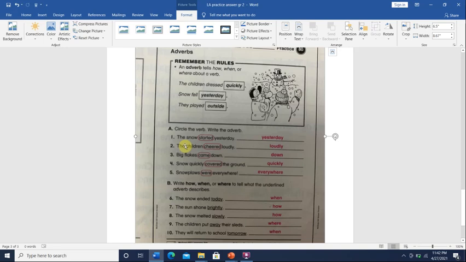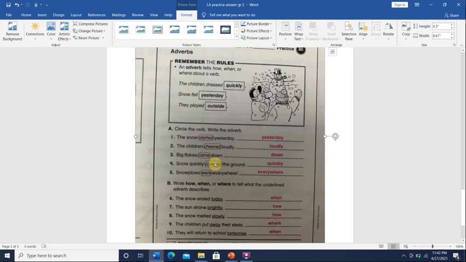Let's see. Number 1, the snow started yesterday. So started is the verb. We will circle started. When did it start? It started yesterday. So yesterday is the adverb. The children cheered loudly. Remember, this is one of our spelling words. Cheered is an action word. It means to make a loud noise when you're happy. So we will circle cheered, and loudly shows you how they cheered. So loudly here is the adverb.